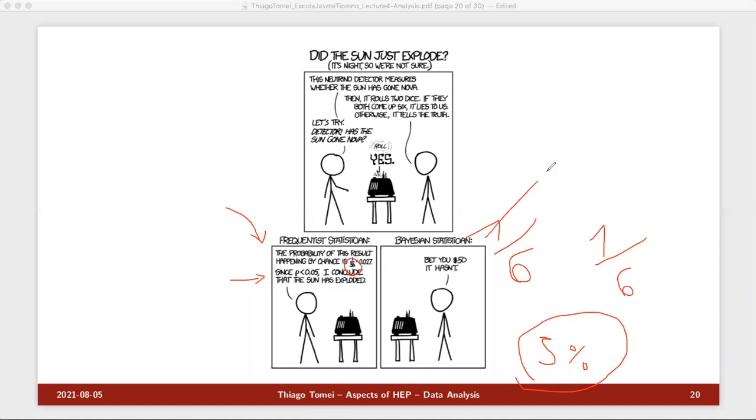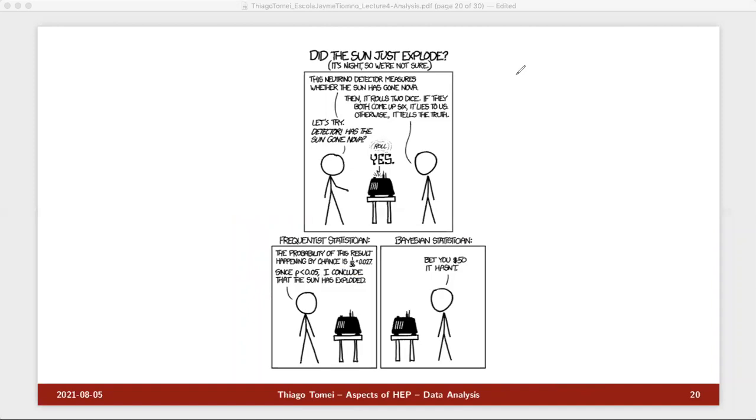And then the Bayesian statistician knows that the sun does not have a random chance of exploding at every given moment. So he's much more confident that it has not exploded, and then he obviously bets money that it has not. By the way, this is a completely safe bet, because if he loses the bet, there's nothing that the other guy can do with the money, because the sun has exploded.